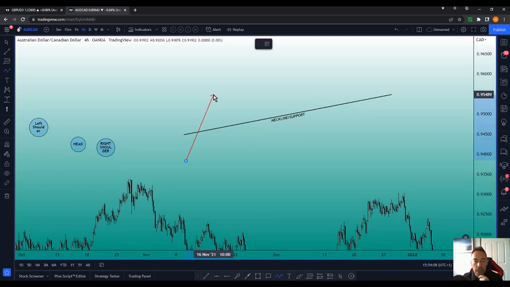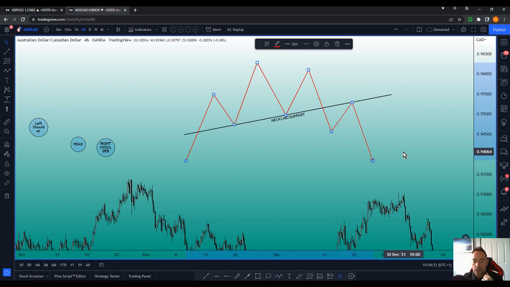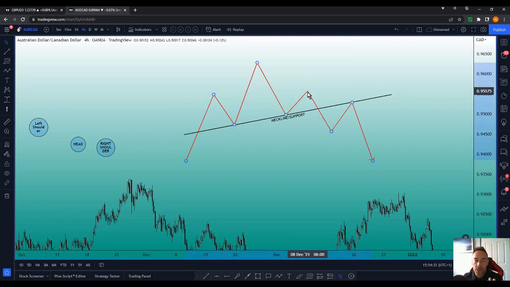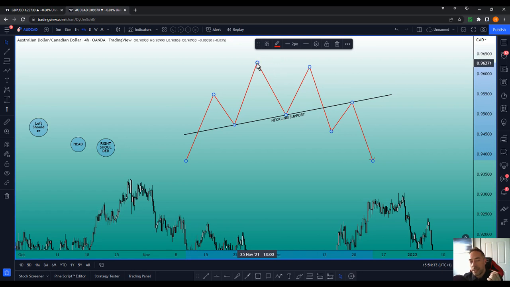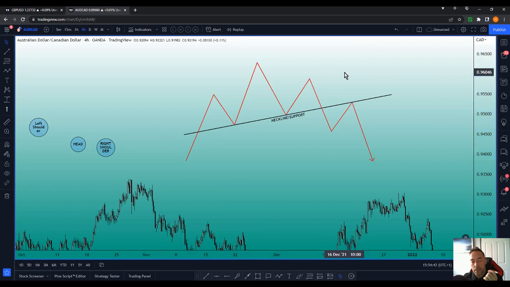We'd still get our high, bounce off the neckline support, higher high, but the support or the neckline is a rising support, and do something like that. So get it out of your head that this neckline has to be flat. It can be sloping as well. So that is also a head and shoulders pattern, whether that right shoulder appears there, as long as it's lower than this high here, which is the head. Okay, it's a head and shoulders pattern.